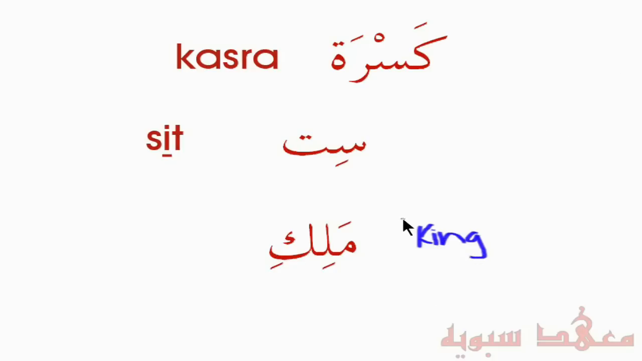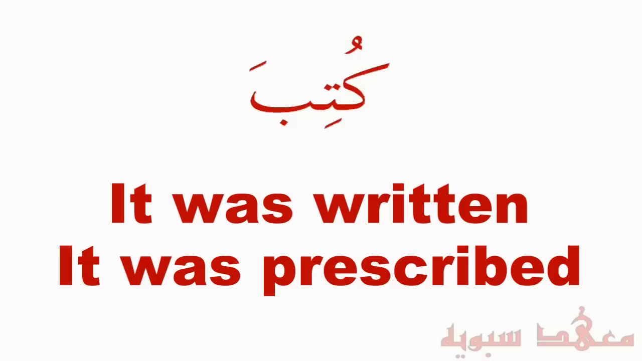Let's practice all these together, the fatha, the damma, and the kasra. We have a word. Let's try to pronounce it. Here we have the kaf with a damma, so that would be ku. Then we have the ta with a kasra, this would be ti. And then the ba with a fatha would be ba. So ku, ti, ba. Kutiba means it was written or it was prescribed.